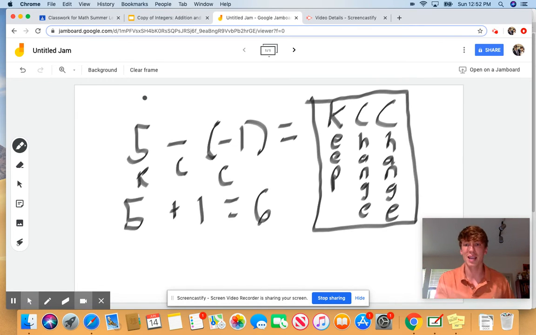Taking away something negative is like taking something negative away from your life. Like say you have something bad going on and someone just makes it disappear. They took away something negative. So your life got better, right? So you can think of it like that, or you can just do keep, change, change, whatever works for you.